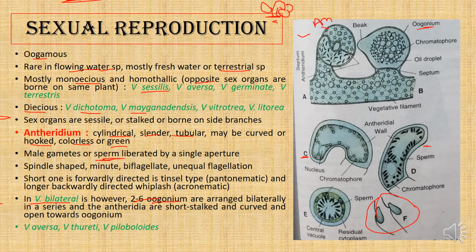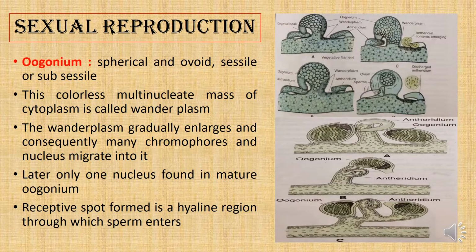So the antheridium starts as a lateral outgrowth from the siphon. Say for example, this is a siphon, and a lateral outgrowth. It starts as a lateral outgrowth, then gradually it increases in length, and then it turns into a hook-like structure, and gradually it develops into an antheridium. Once the antheridium matures, it forms this sperm-like structure. These sperms are liberated by the gelatinization of the wall.